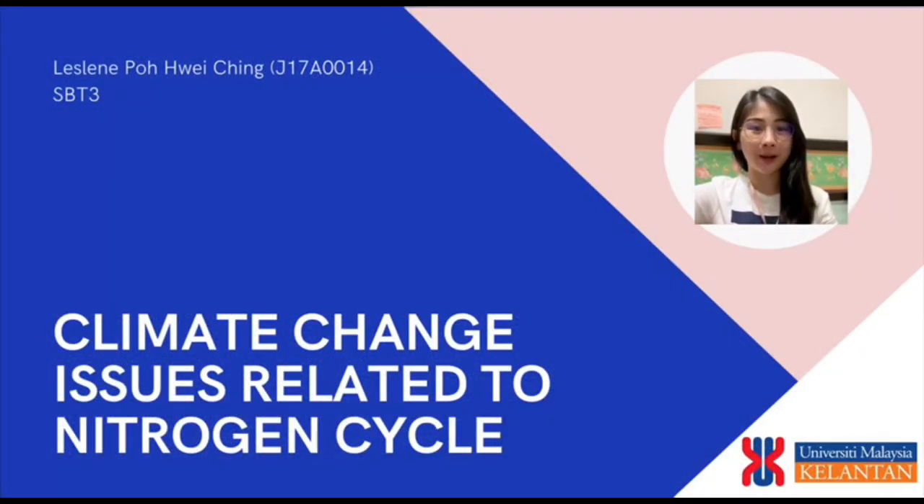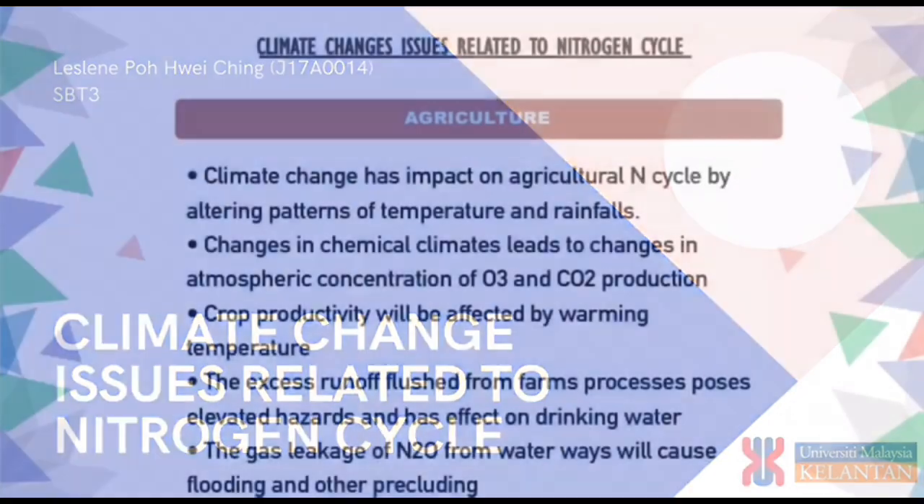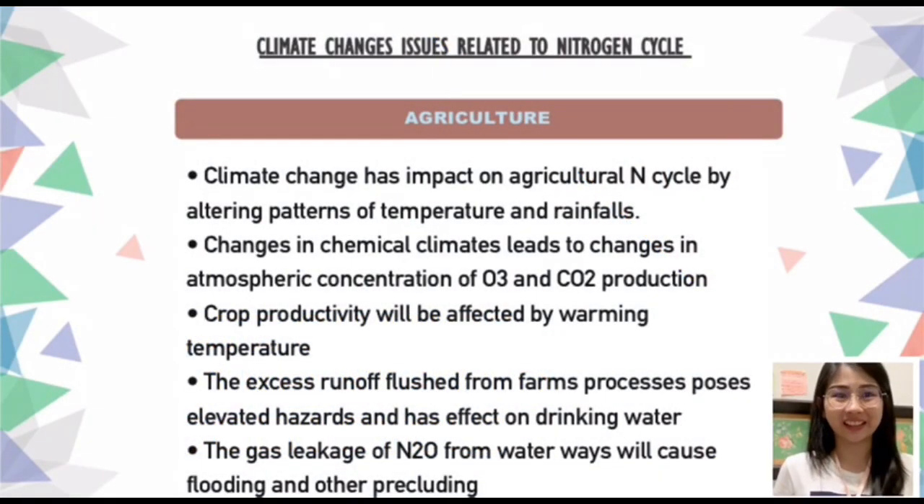I will be talking about the climate change issues related to the nitrogen cycle together with my group member. Firstly, I will discuss the nitrogen and climate interaction in agriculture. Fertilizer, manure, and legume dinitrogen fixation are three main inputs of nitrogen to agricultural soils. Climate and agricultural nitrogen interact in a complex way.